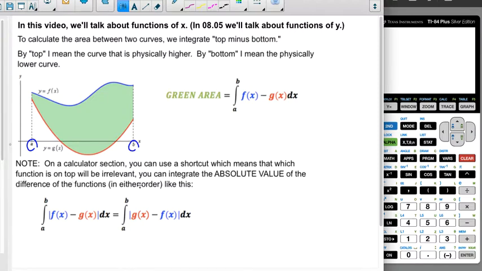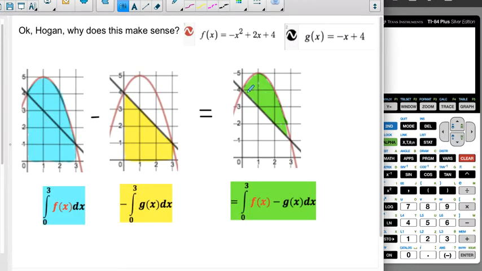So on a calculator section, it doesn't actually matter which of the curves is on top because you can totally cheat, and instead of figuring out which curve is on top, you could just integrate the absolute value of the difference. You could either do f minus g or g minus f, and you could integrate the absolute value of that difference, and that would work just fine. So good to know, right? Cool. So moving forward, let's talk about why this makes sense.